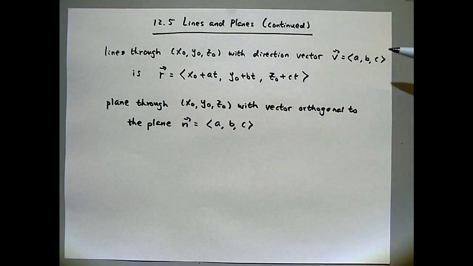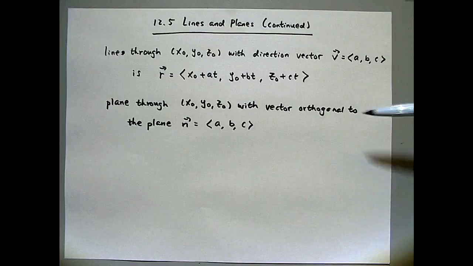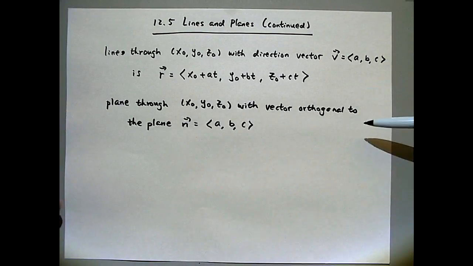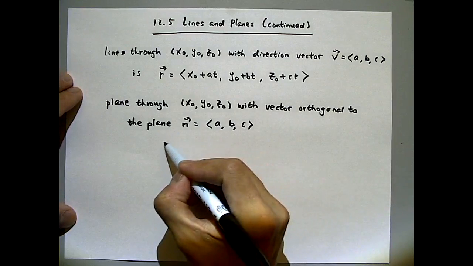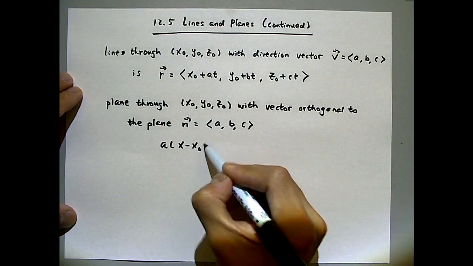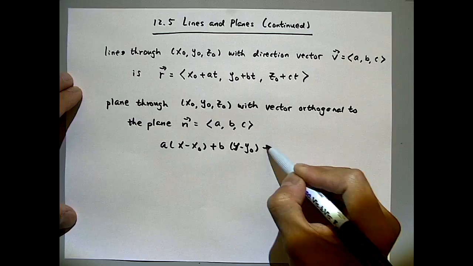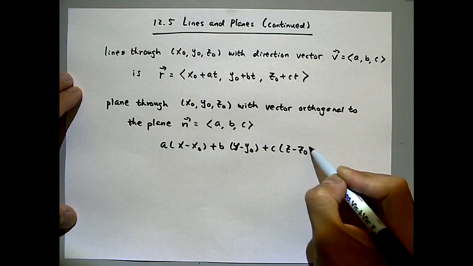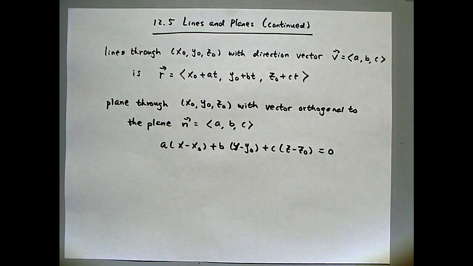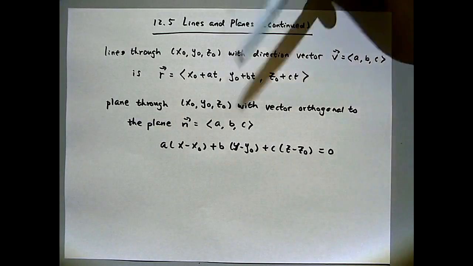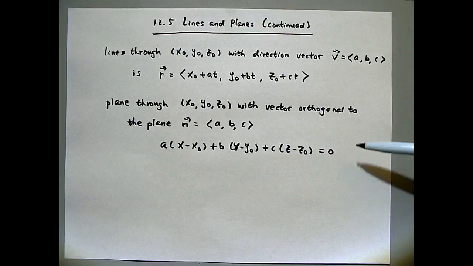In both cases we deal with a point and a vector. The difference is which way the vector is pointing. For a line, we need to know which way we're going. For a plane, the vector is orthogonal to the plane. And the difference here for a plane, the equation is not a vector anymore. That comes from the fact that if you do the dot product of that vector n with any vector in that plane, you're going to get a zero because they are perpendicular.